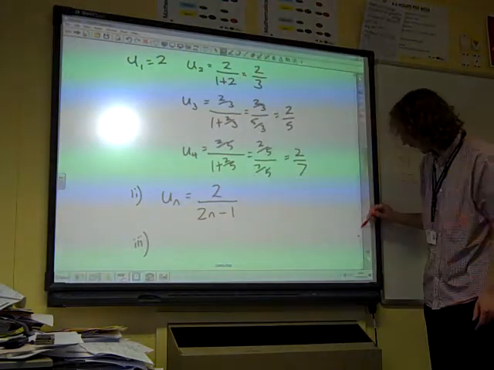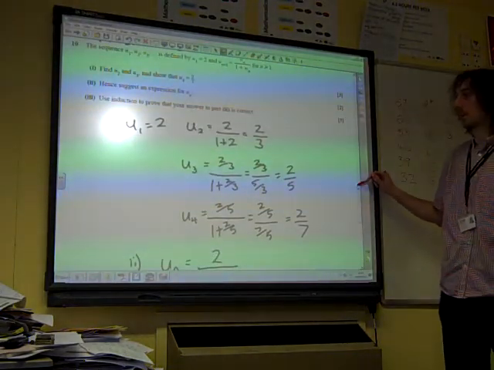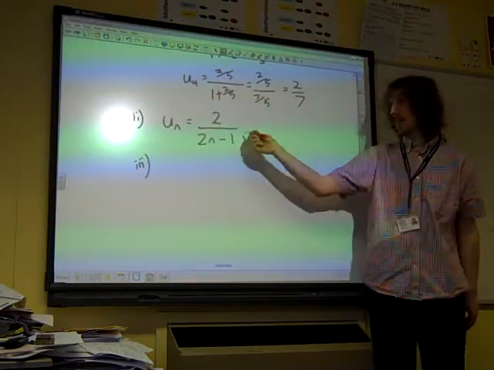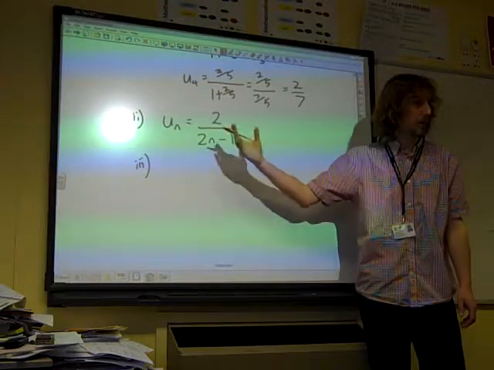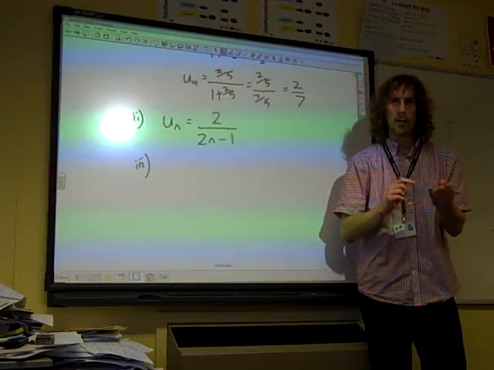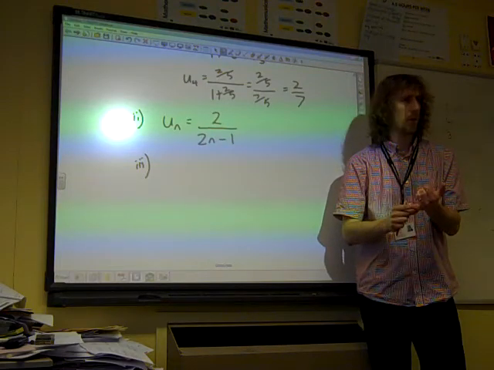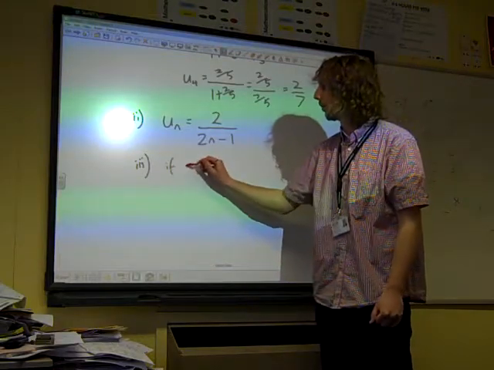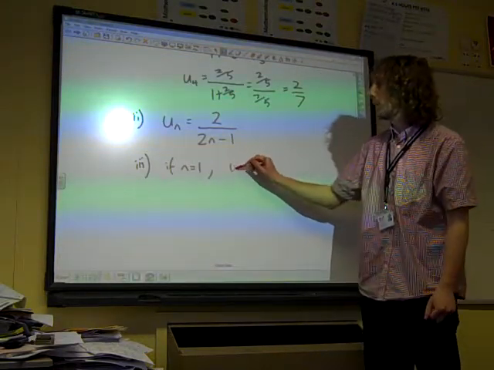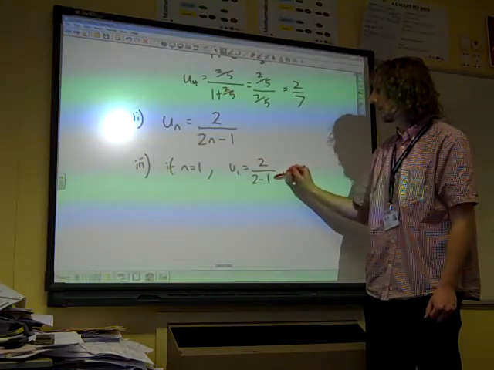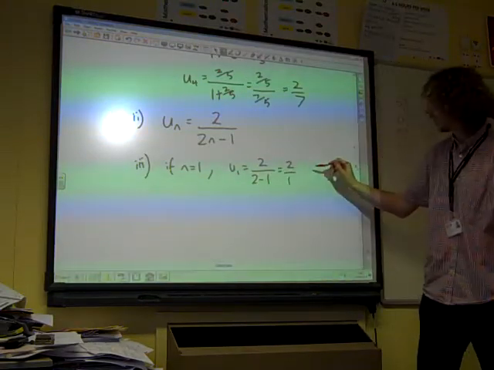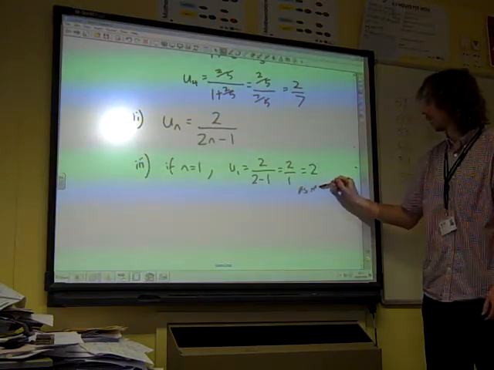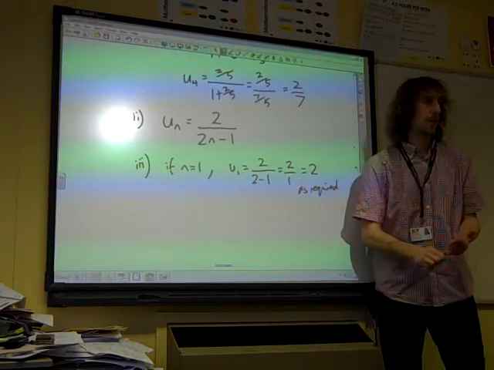Part 3 says, use induction to prove that your answer to part 2 is correct. Now, even if your answer to part 2 is wrong, you're going to get some method marks if you follow through the method of proof by induction. So what do we have to do first? N equals 1, or any suitable number. So if n equals 1, U1 would be 2 over 2 minus 1, which is 2 over 1, which is 2, which is what it was. So we've shown that it works for n equals 1.